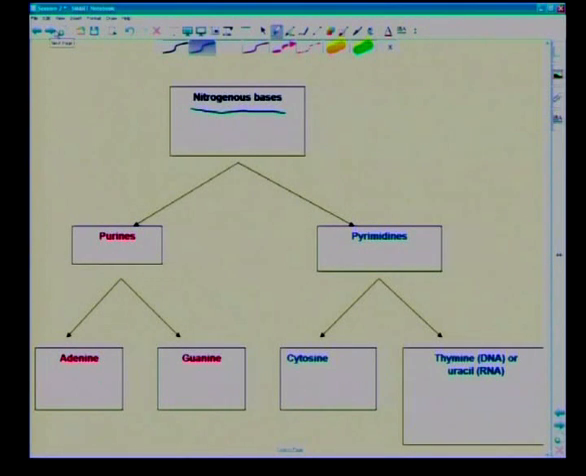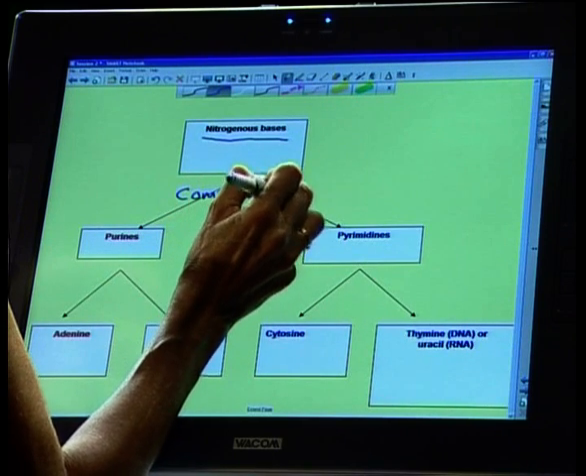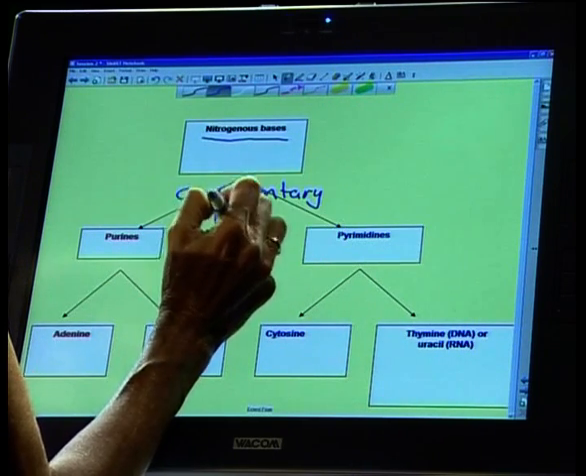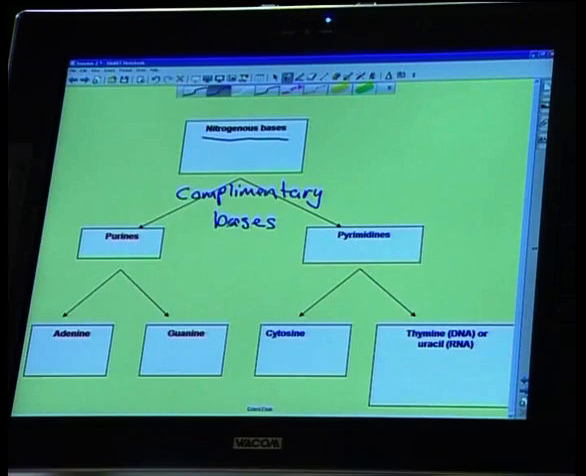Now, nitrogenous base. Nitrogenous bases are made up of 2 groups. They're called complementary bases. Now people, if you say these 2 friends are complementary, in other words, they look after each other, they complement each other. So we have 2 sets of complementary bases. Okay?